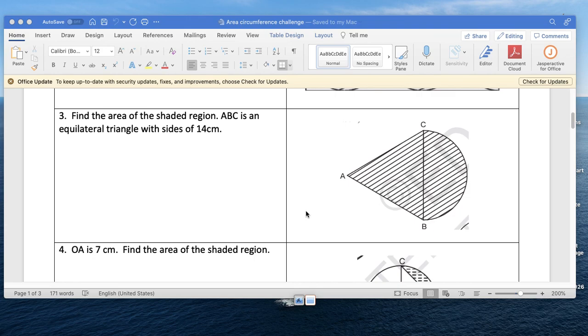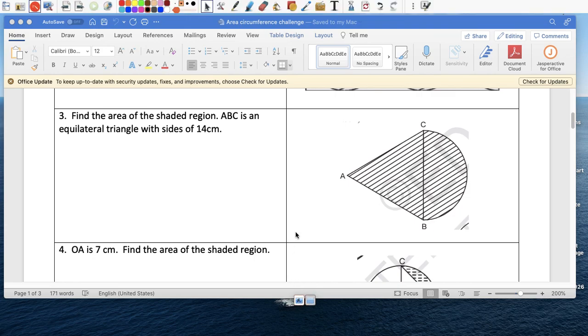Find the area of the shaded region. Okay, so the shaded region is composed of 2 figures, a triangle and the circle. So let's do the triangle first. It says it's an equilateral triangle, so this is 14, this is 14, and this is 14, right, which makes the radius 7. Let's do the circle because I think the circle is easier.